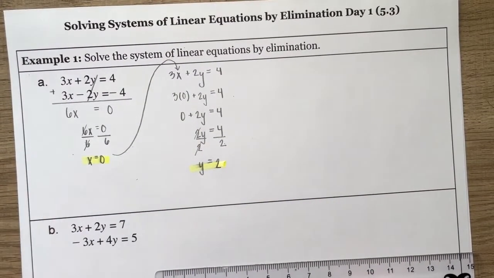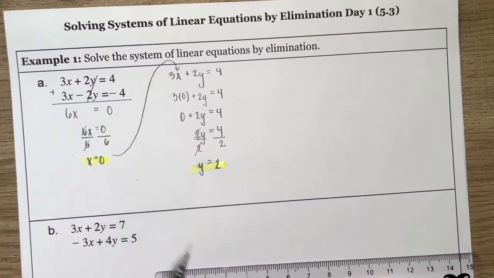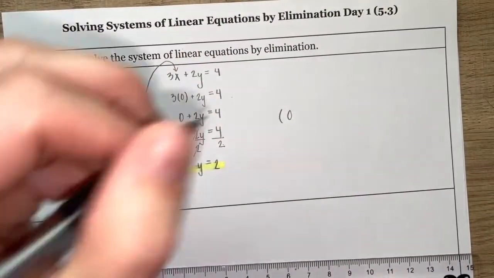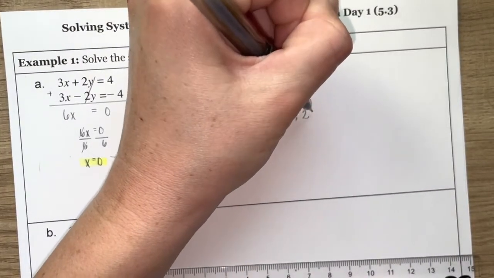And then for our final answer, we'll just write it as x comma y, so as a point. So x was 0 and y was 2. So our solution is 0, 2.